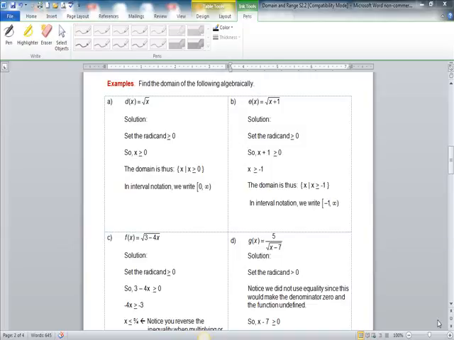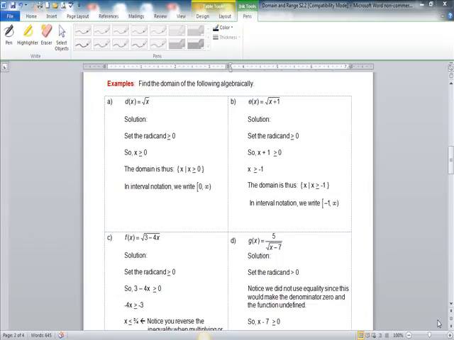Let's take a look at a second example. In this particular situation, we're going to have problems that involve square roots. So I'd like to find the domain of the following algebraically. Now recall when we have a square root in our problem, we cannot have a negative underneath the square root, that our radicand cannot be negative.